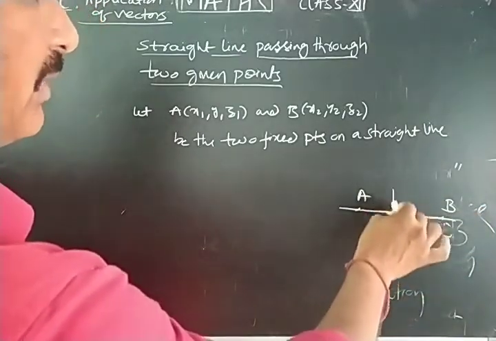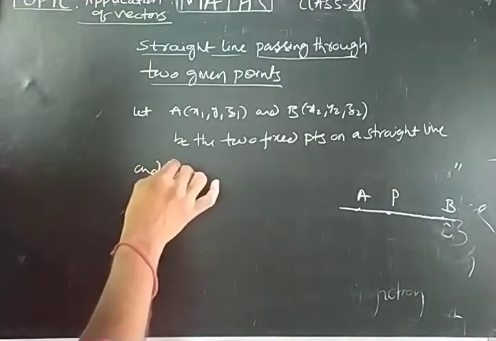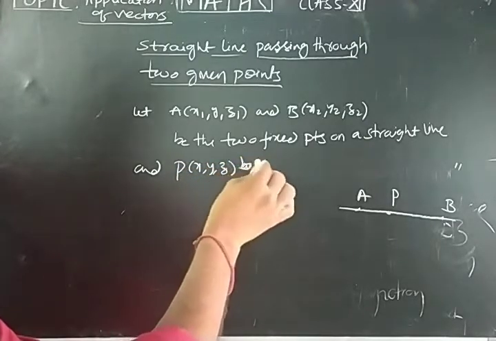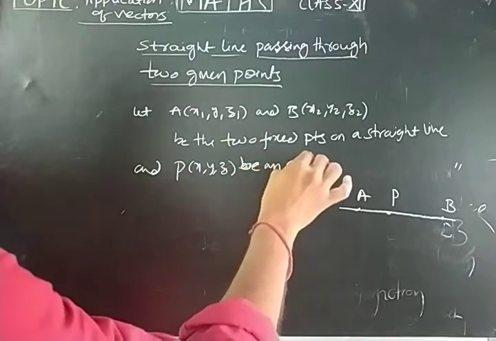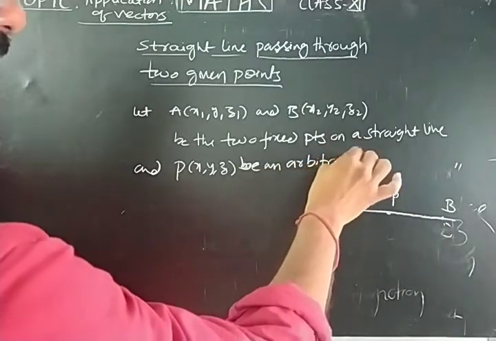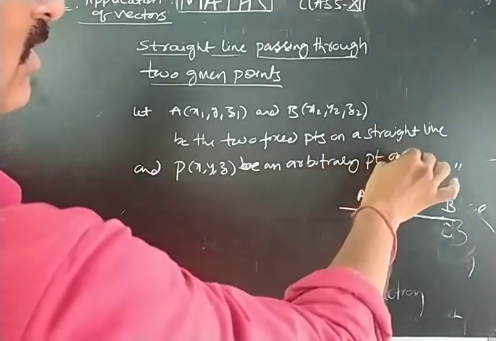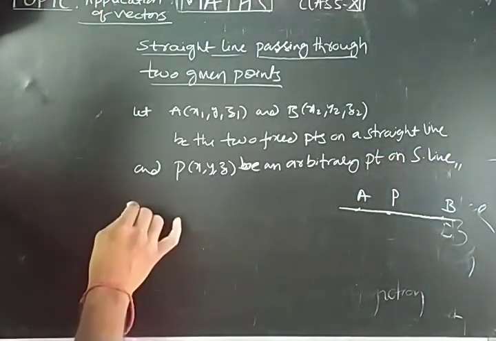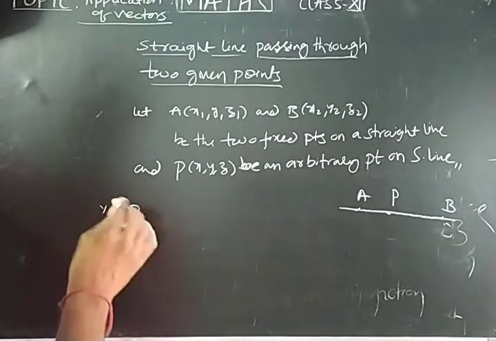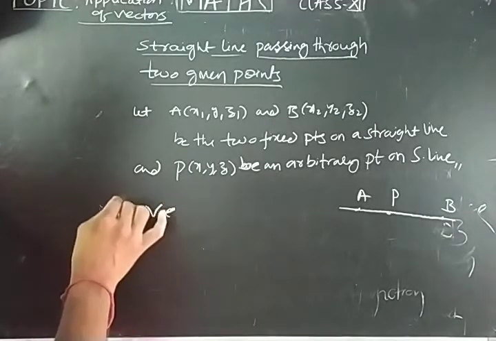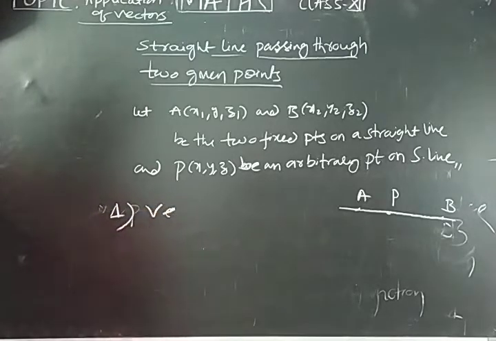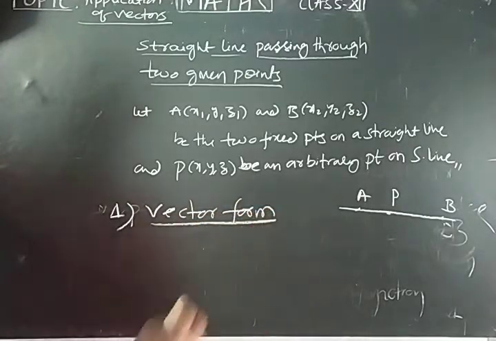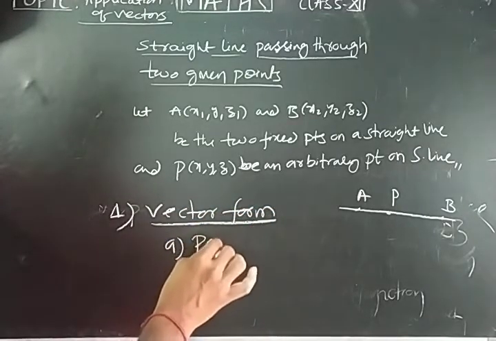I am taking one arbitrary point P, and let P (x, y, z) be an arbitrary point on the straight line. Right? Now first I am finding the vector form. In vector form we have parametric form and non-parametric form. In that, first the parametric form.